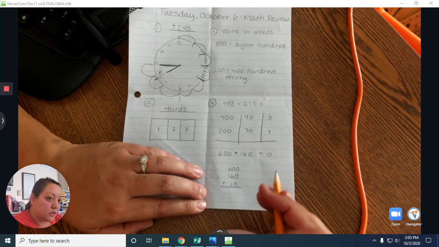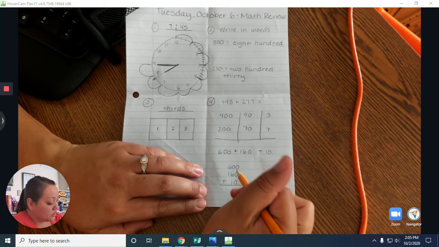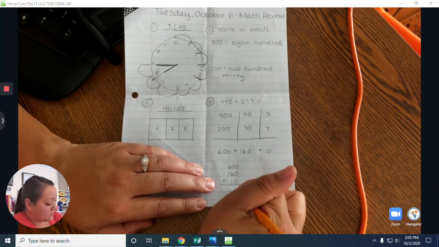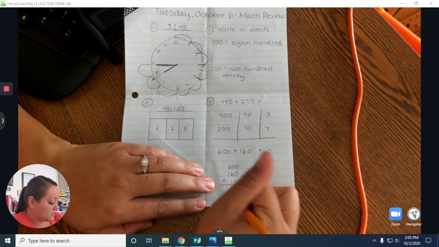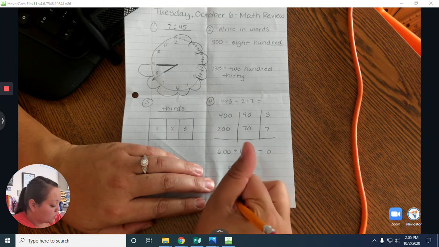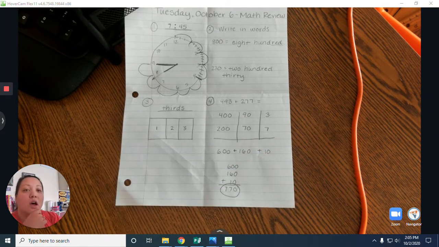So I'm pretty precise. So 0 plus 0 plus 0, obviously 0. 0 plus 6 plus 1 is 7, and 6 plus 1 is 7. So the total is 770.